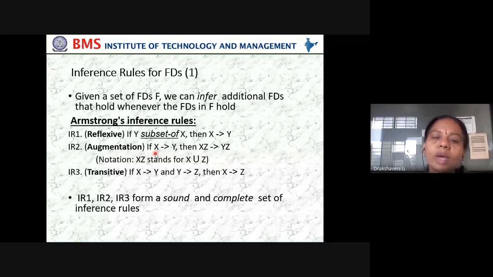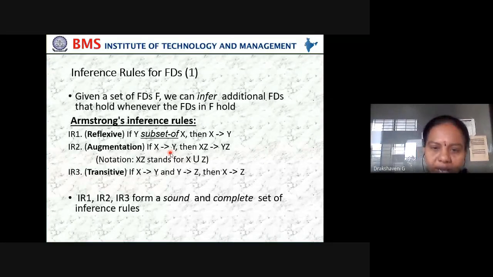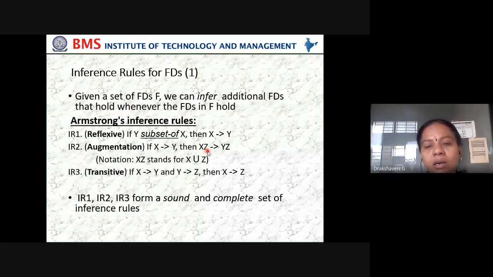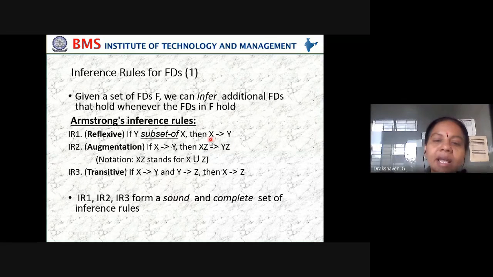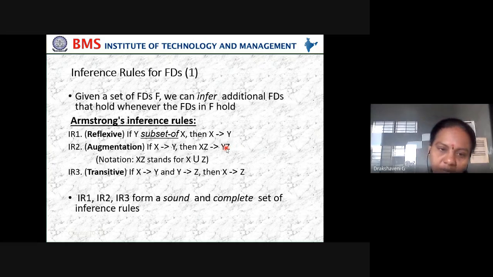When X is functionally dependent on Y, only then can I add DBMS marks to both sides, the left-hand side as well as the right-hand side. On the left-hand side, what have we taken? USN. And on the right-hand side? The name of a student, that is Rashmi. So now I can add DBMS marks to her USN, and I can add DBMS marks to her name. That is what is called augmentation.